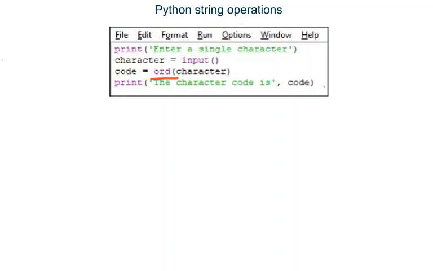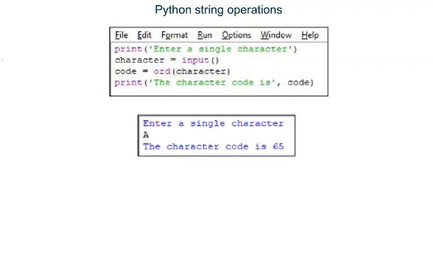This program uses the ord function to find out the character code of whatever character the user enters. In line 2, the user enters a character which is stored in a variable named character. Line 3 creates a new variable named code. The ord function is then used on whatever is stored in variable character. Python finds the numerical code of the character and stores it in variable code. The final line of the program prints out this code.